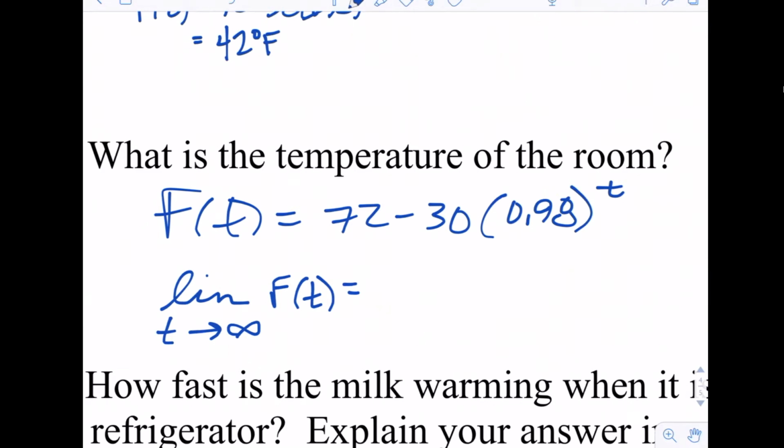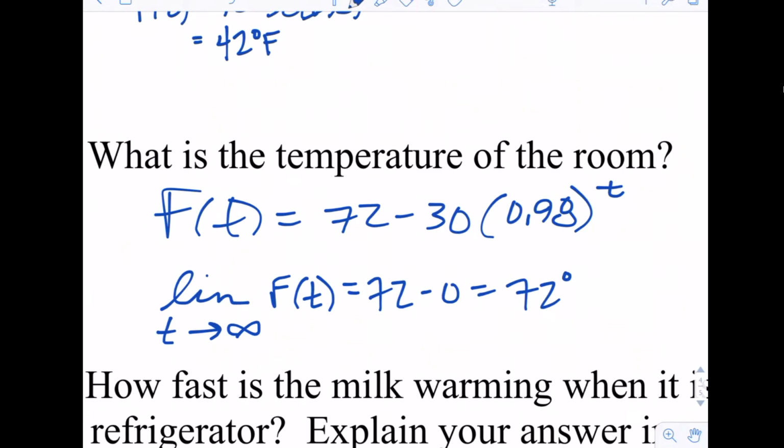What happens to 0.98 when you plug in infinity to its exponent? If that's exponential decay, it goes to 0, doesn't it? And so if that goes to 0, times 30 goes to 0, you're left with 72 minus 0, which is, of course, 72 degrees. So that's how you can analyze it. Take the limit as t goes to infinity. And, of course, the graph is showing that as well.